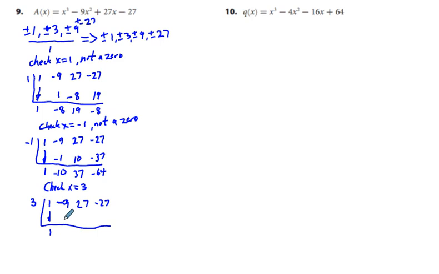3 times 1 is going to be 3. -9 plus 3 is -6. 3 times -6 is -18. 27 minus 18 is 9. 3 times 9 is 27. So we have 0. So we have x equals 3 is a factor.